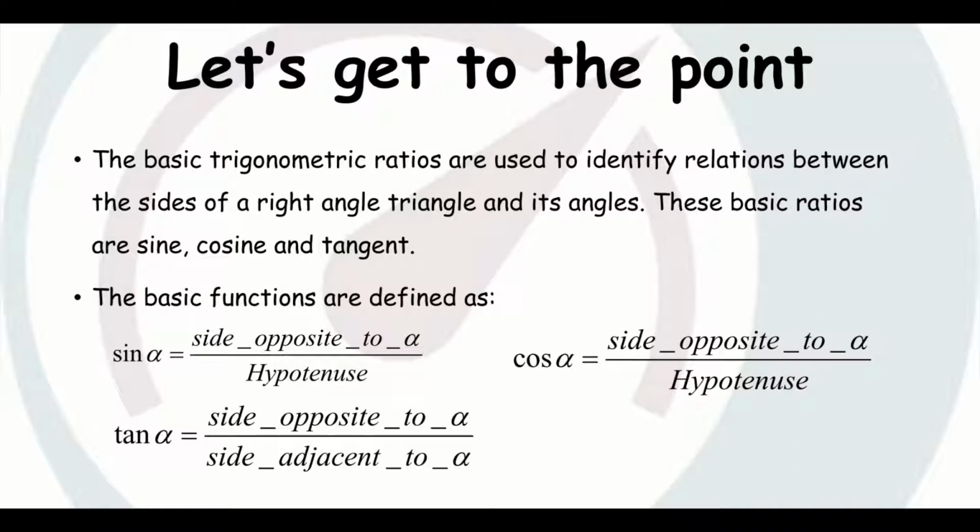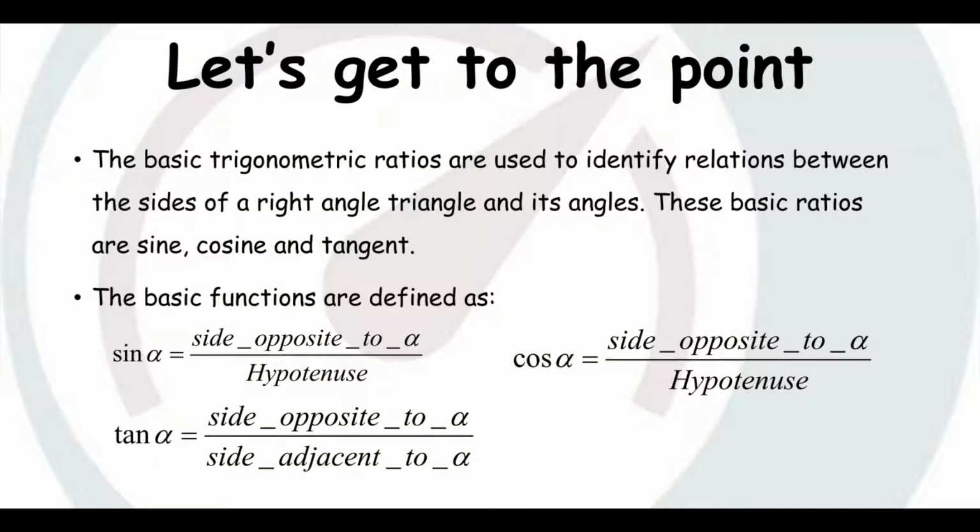We have cosine, where we use cos, and we use sin, which stands for sine, and cos, which stands for cosine. So cosine the angle is the side adjacent to the angle being considered over the hypotenuse, and tangent of an angle is the opposite side to the angle being considered over the side adjacent to the angle being considered.